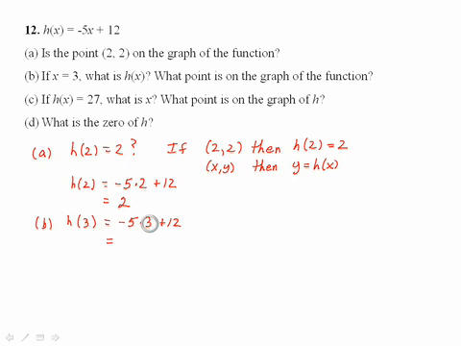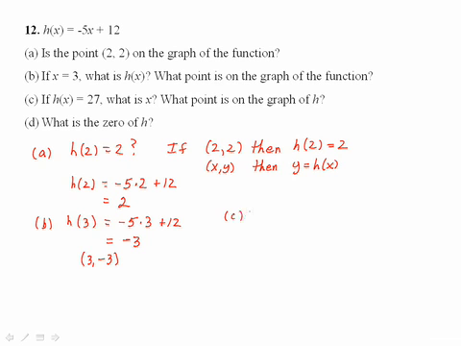Negative 5 times 3 is negative 15. Negative 15 plus 12 is negative 3. So h of 3 equals negative 3. When I input 3 into the function, the output is negative 3. This means that the point (3, -3) is on the graph of the function.